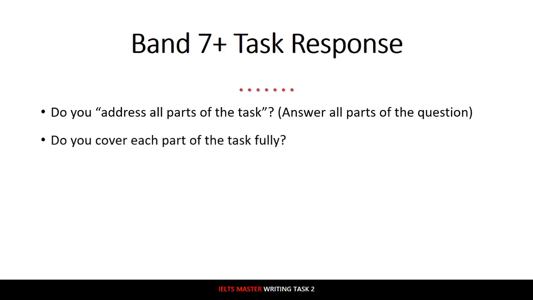Next, do you cover each part of the task fully? If it asks you to discuss both views, do you discuss them both in detail, or is only one view very detailed and the other view only a little bit detailed? That's no good. So do you cover each part of the task fully? If you have a problem and solution or problem-solving question, do you talk about the problem and your solution, or do you talk only or mostly about the problem and just a little bit about the solution? That's no good.